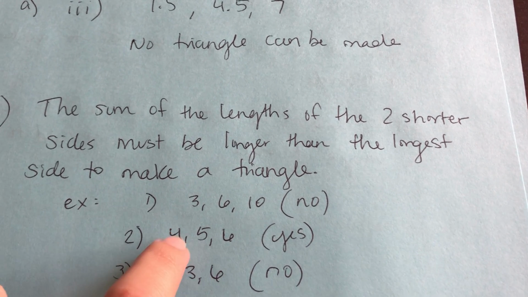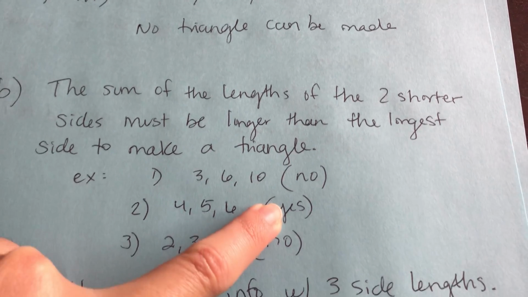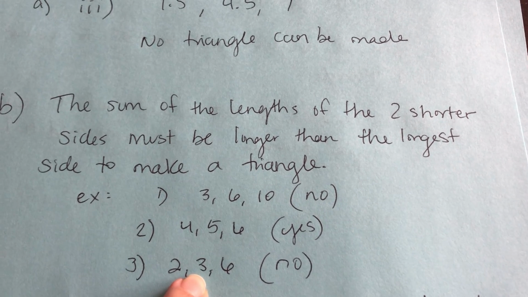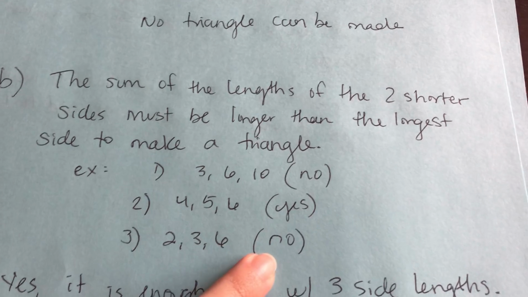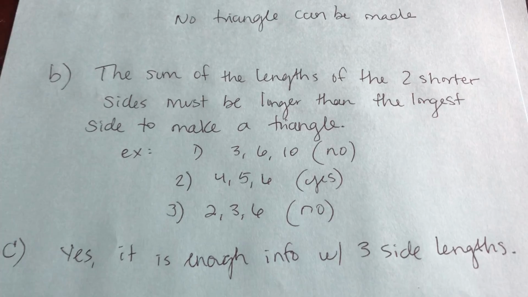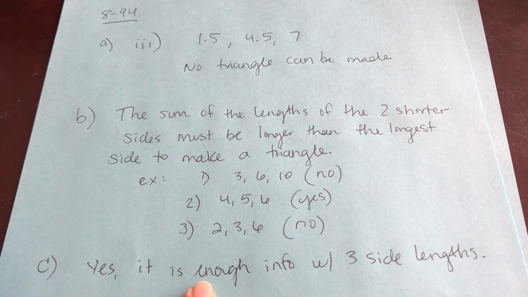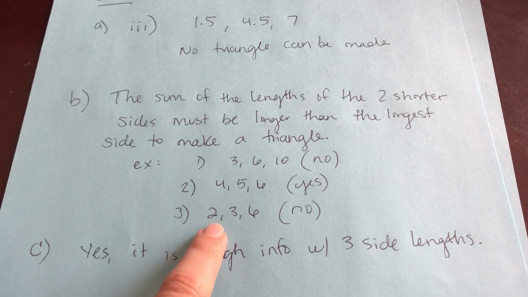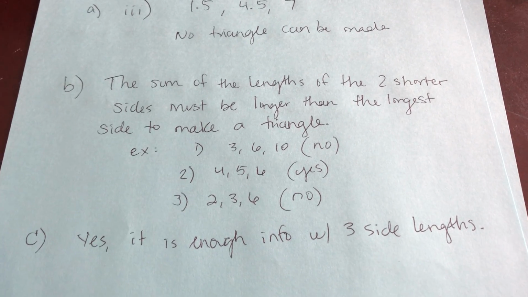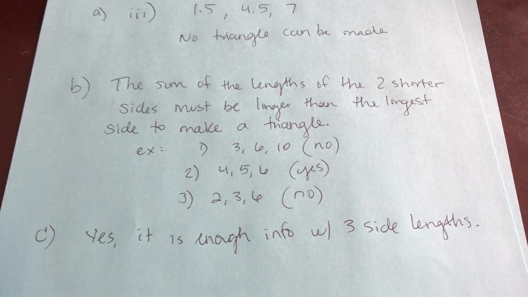A 4, 5, 6, if you add 4 plus 5, you get 9. 9's longer than 6, so yes, that would make a triangle. And then I tried this one, 2 plus 3 is 5. It's not longer than 6, so no, a triangle cannot be made from that. So it is enough information with 3 side lengths to make only one triangle. However, the 2 shorter sides must add together to be longer than the longest side in order to actually make a triangle.